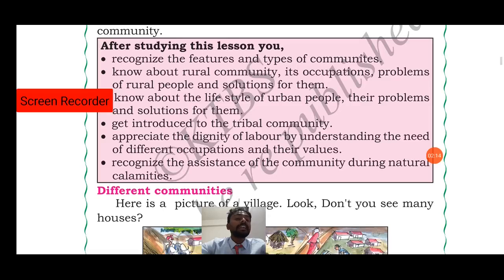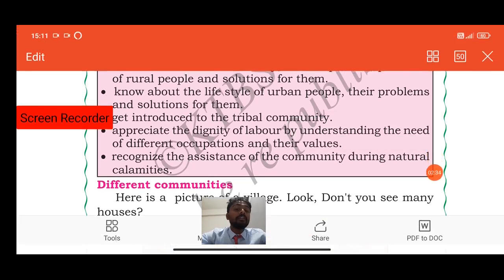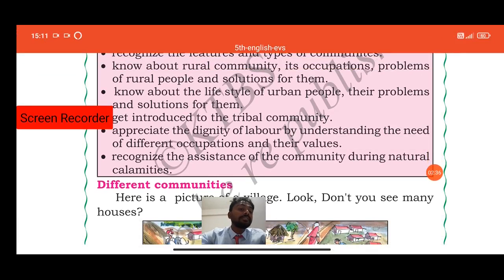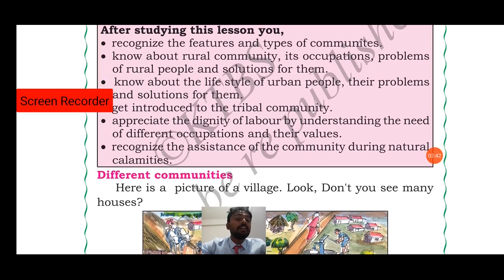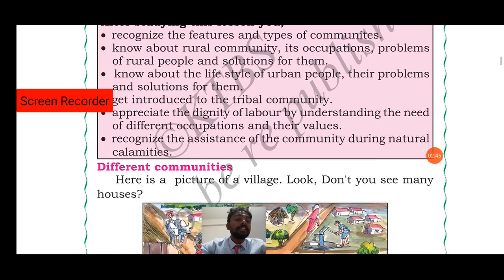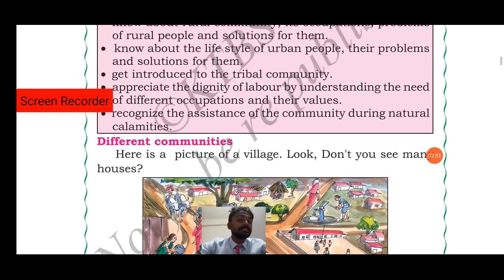So after studying this lesson, we recognize the features and the types of communities, and also we know about the rural communities and their occupations, problems of the people and the solutions for them. And after completion of these lessons, we know about the lifestyles of the urban people and their problems and solutions for them. And we get introduced to the tribal communities.